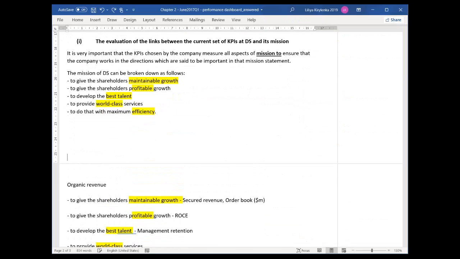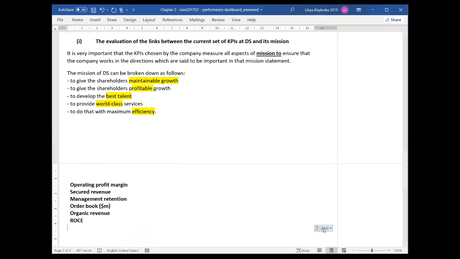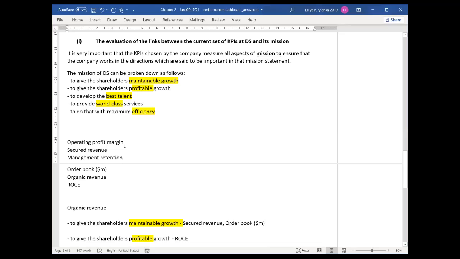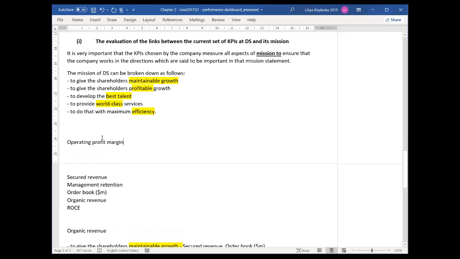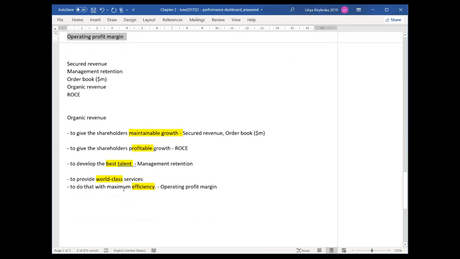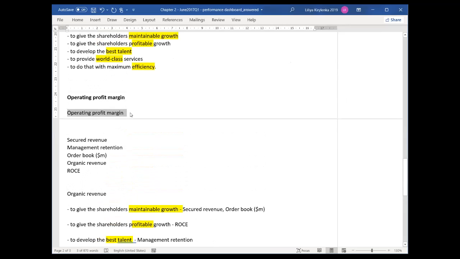Hold on. I wanted that data to be put as values. Okay, so let's start with operating profit margin. Operating profit margin, and what can it tell us? It can talk about maximum efficiency. It can indirectly measure how efficient the service is. And I need to explain why.